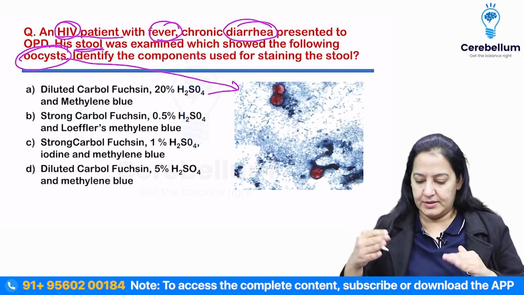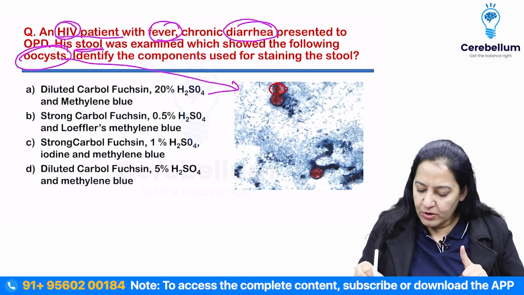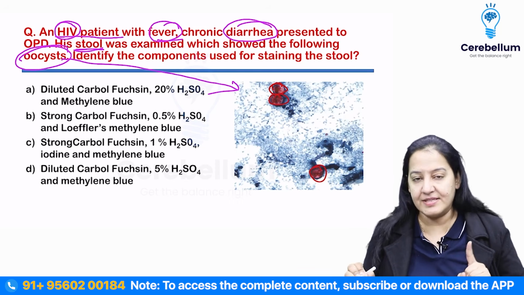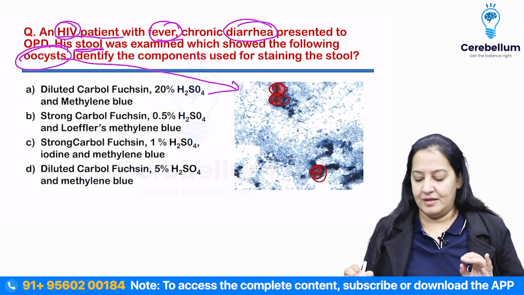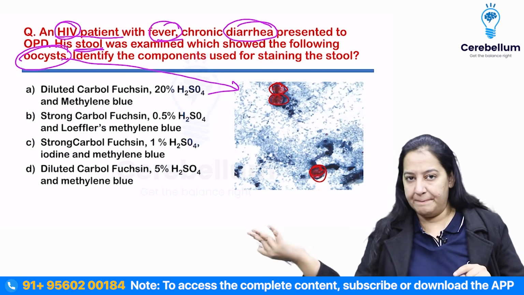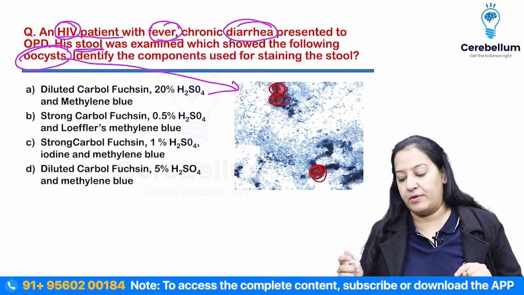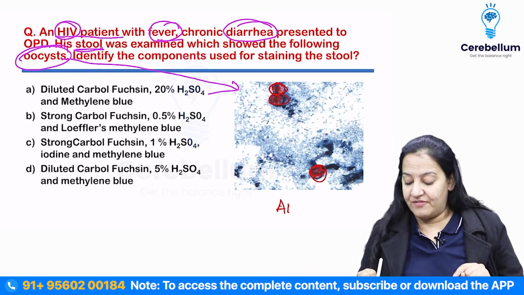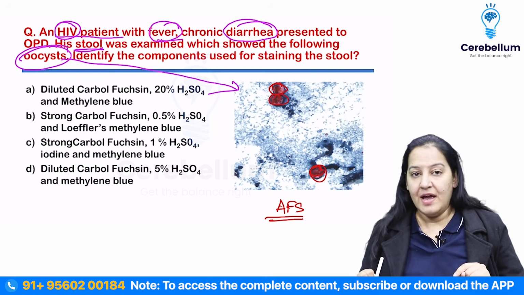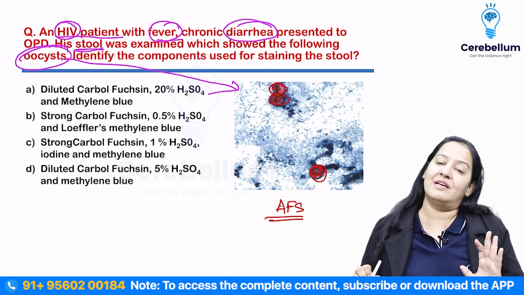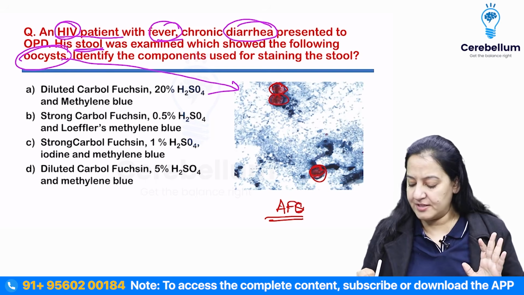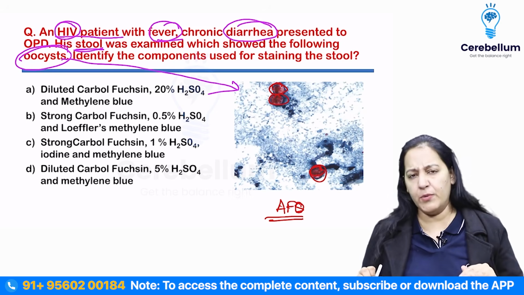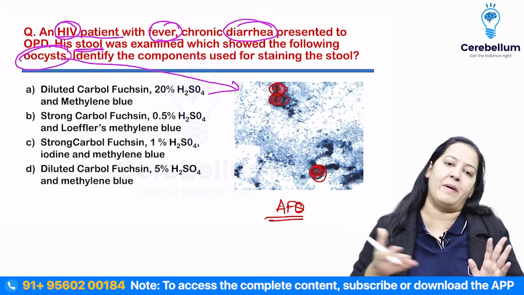Now let's go step by step. I can see the oocysts are red in color. Can you identify the stain? Red oocysts on a blue background. Yes, the stain is acid-fast stain, and the organism here is an acid-fast organism, because they are red on a blue background.